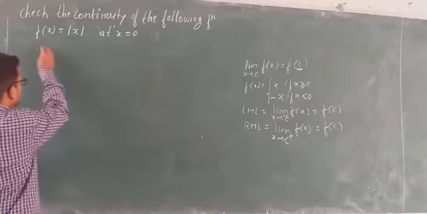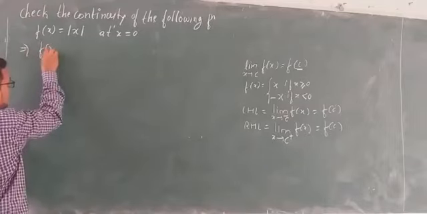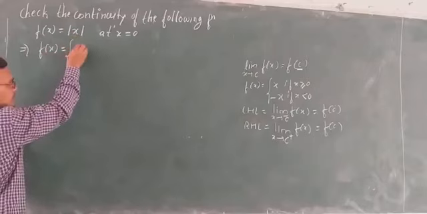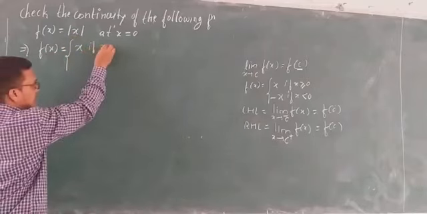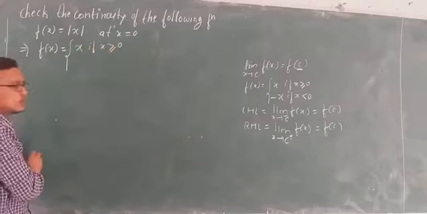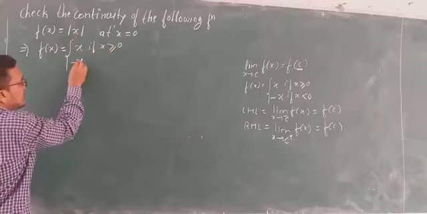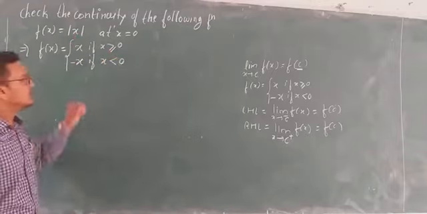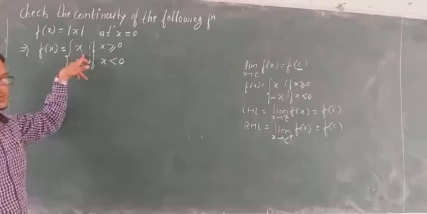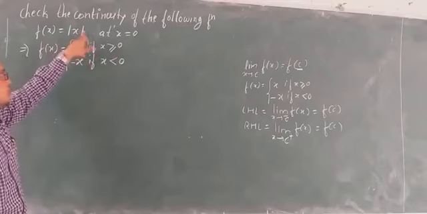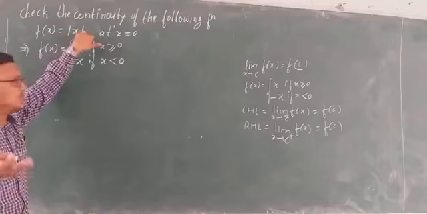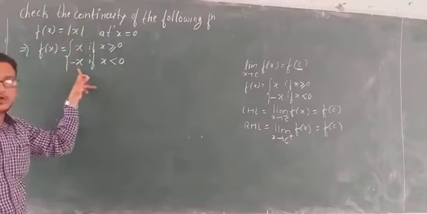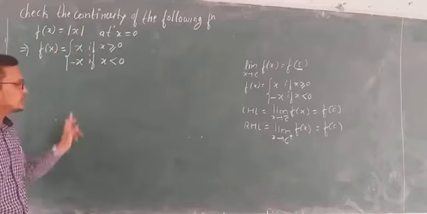So therefore this modulus function always has two values, that is plus and minus. So how is it defined? f of x is equal to mod x, whose value is plus x if x is greater than or equal to 0, and minus x if x is less than 0. So this is your function now. To check the continuity of the modulus function, don't use this. If you use this, that is not a proper way. So first that modulus function you have to represent in another form, and then you have to check the continuity.